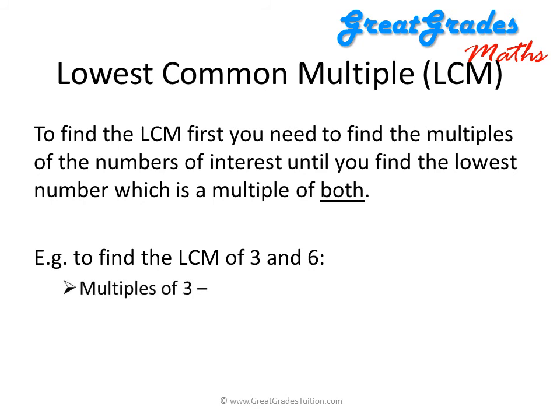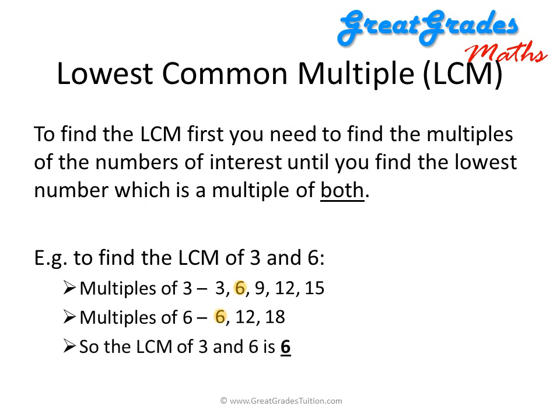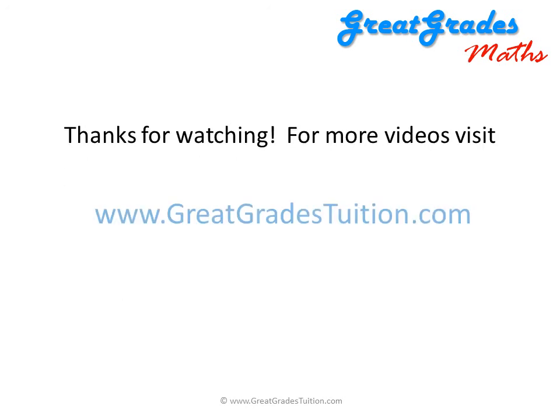So for instance, if we wanted to find the lowest common multiple between the numbers 3 and 6, first of all we find the multiples of 3. And so we'll list a few of them. They are 3, 6, 9, 12, 15, and so on. And then multiples of 6, well, the first few of those, 6, 12, 18. So now we've found the multiples of both 3 and 6, we need to find the lowest number that is a multiple of both. And this just happens to be the number 6. So the lowest common multiple of 3 and 6 is 6.